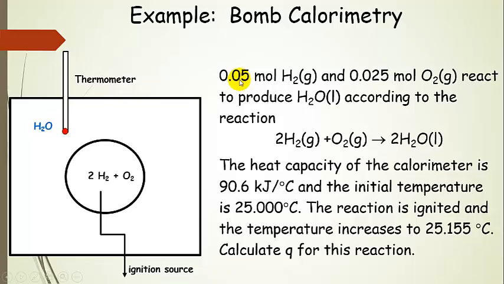Okay, so if we react 0.05 mole of hydrogen gas and 0.25 moles of oxygen gas according to this equation, then we are going to measure a temperature change. The heat capacity of our calorimeter is 90.6 kilojoules per degree, and we got that by calibrating it. The initial temperature, we start off at 25.000 degrees C. We ignite the reaction, kaboom, and the temperature increases to 25.155 degrees C. So we want to calculate Q for this reaction, so we want to calculate the heat.